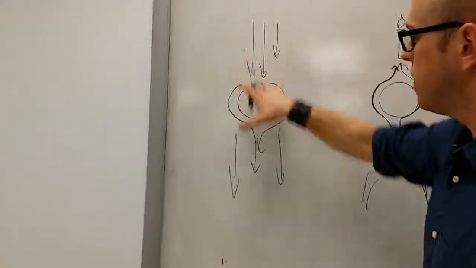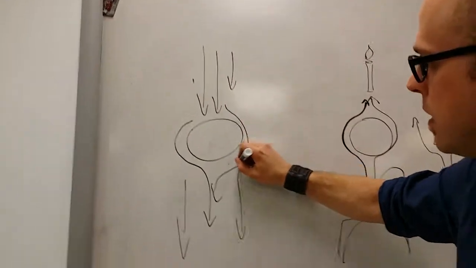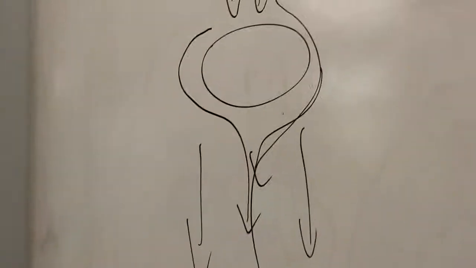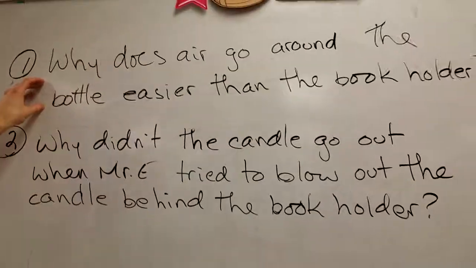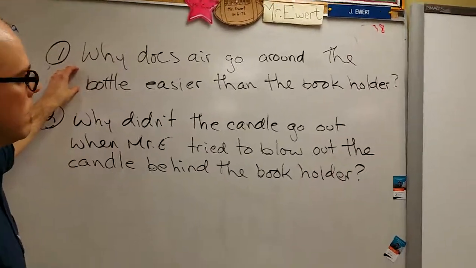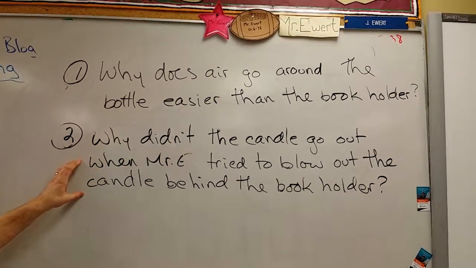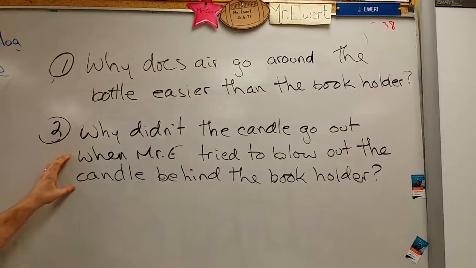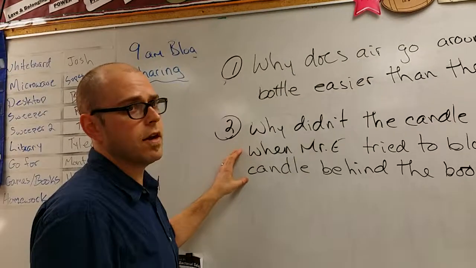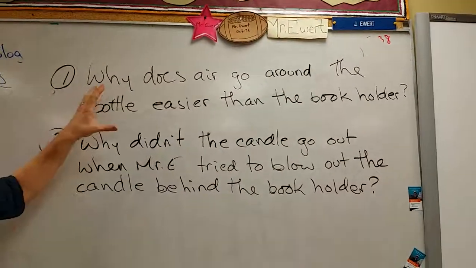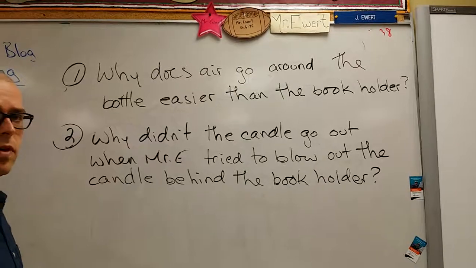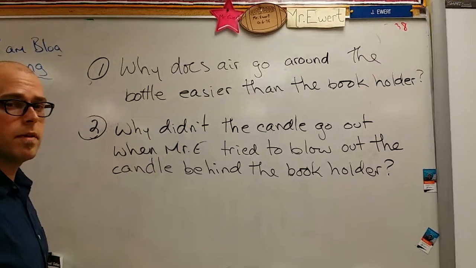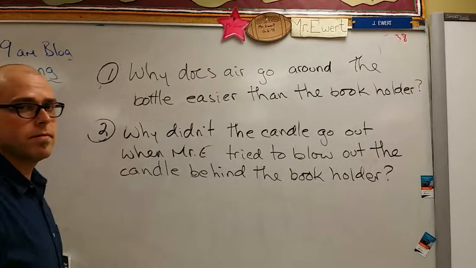Here's the cup with the water flowing. It did the same thing. It went around and met up on the other side. Two questions that we have. Number one, why does air go around the bottle easier than the book holder? Number two, why didn't the candle go out when Mr. E tried to blow out the candle behind the book holder? The book holder was the wooden flat object. In answering these questions, you should try to use your keywords. Diagrams always help. Let's see if you understand what happened. Thank you.